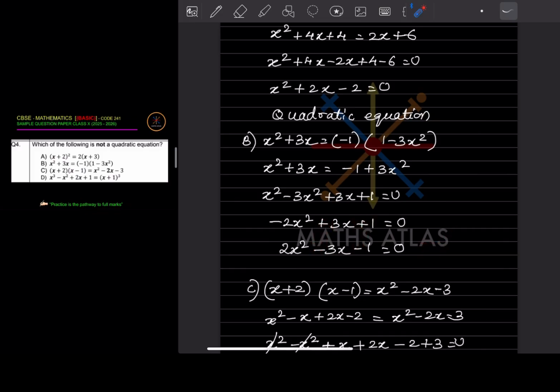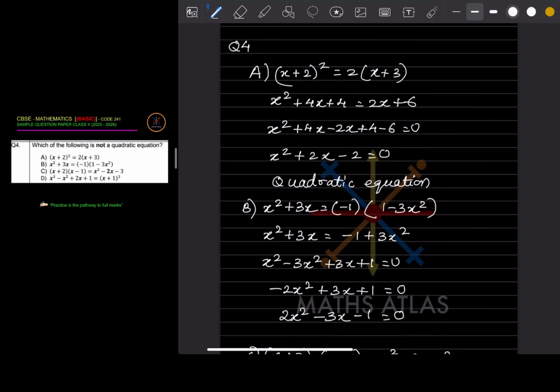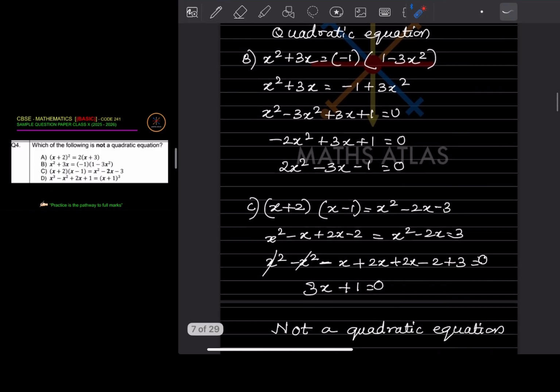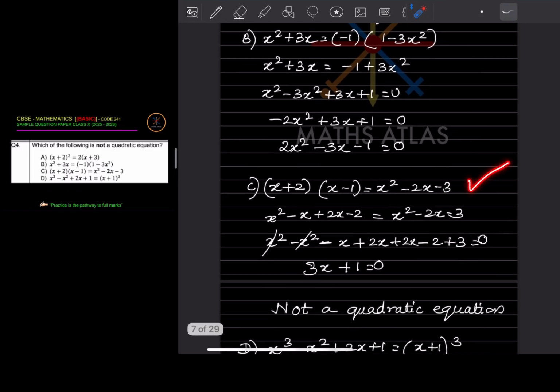So again, this is a quadratic equation because the exponent is 2. Now let us see the C option. So this is the option given. So now let us solve here.